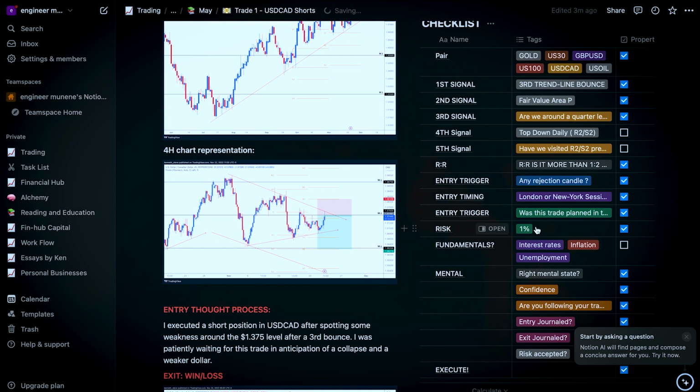Then you had the risk. How much risk am I willing to take? The fundamentals. So like this week, probably there's inflation coming in the US today at 3:30. So I'll tick in that one.